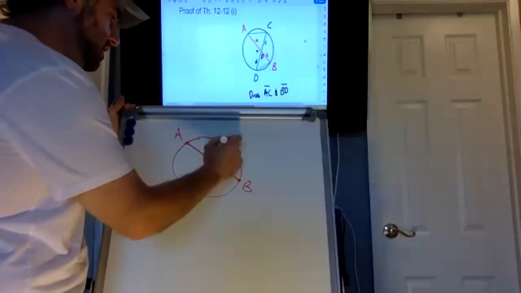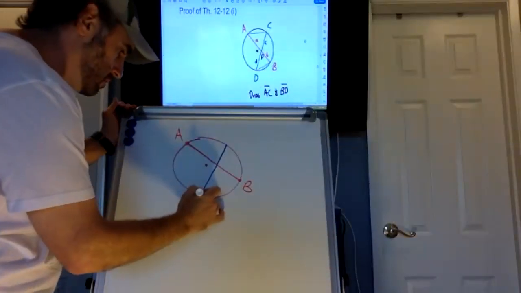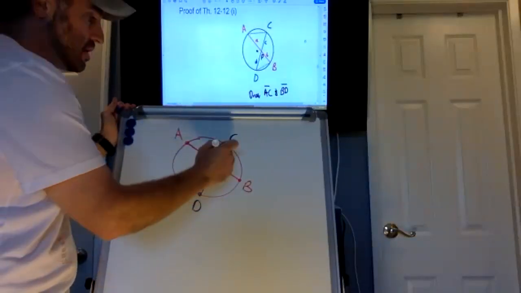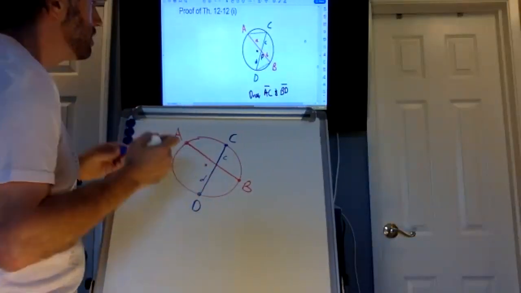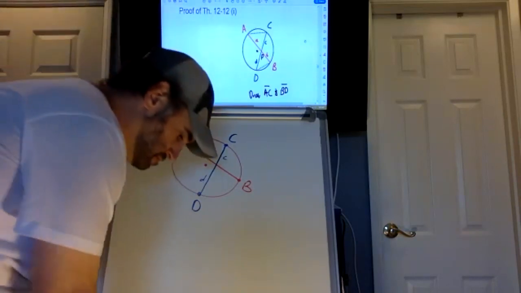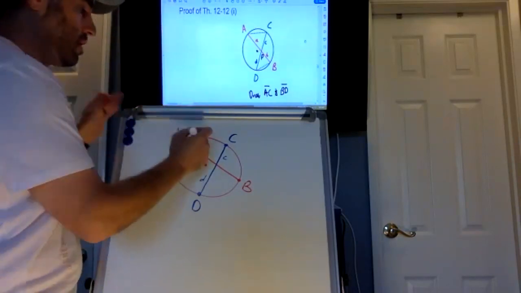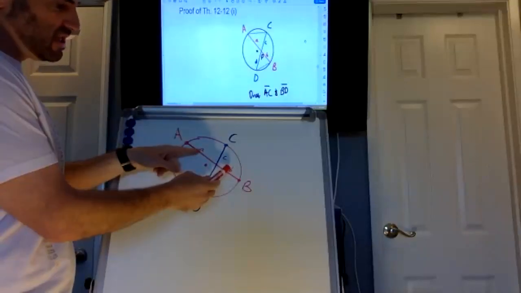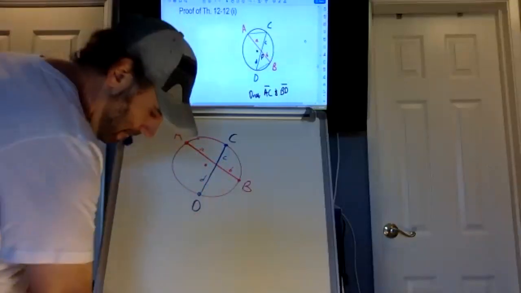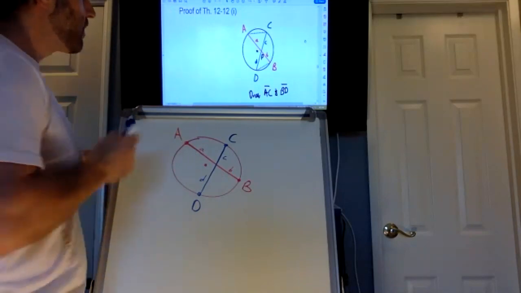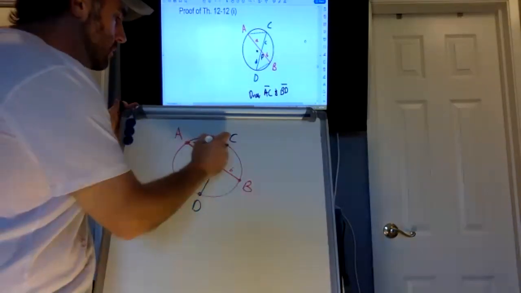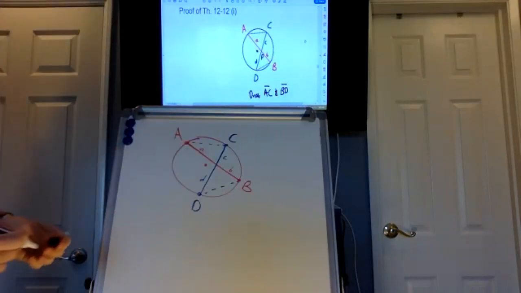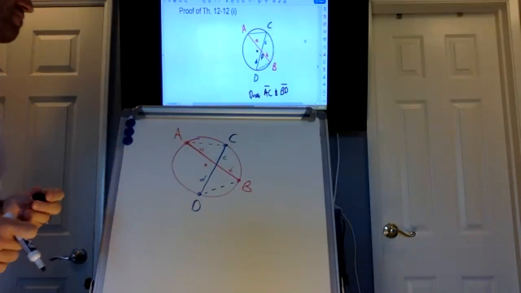Color coding definitely helps. So you've got little c, little d, little a, little b. So A times B is supposed to equal C times D. And they draw auxiliary segments. Now you have triangles. So let's get started.